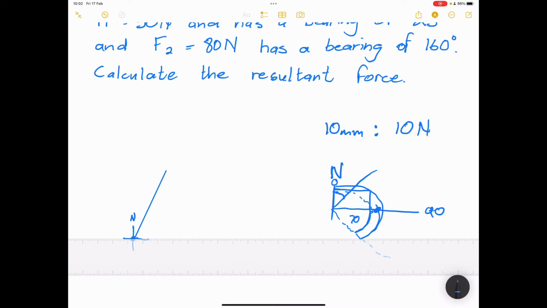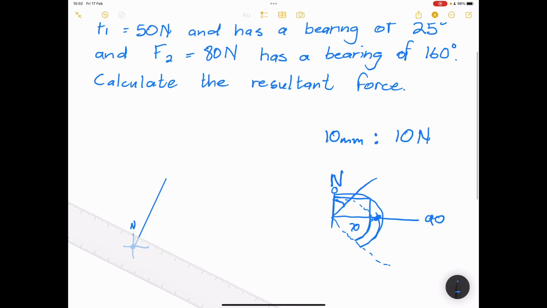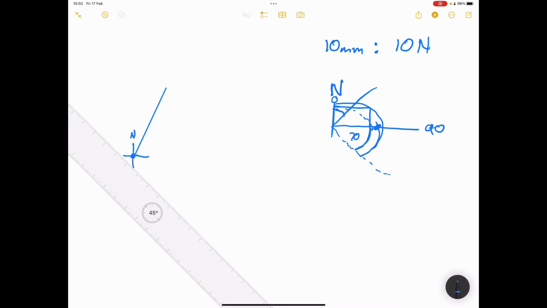I shouldn't have. Okay, so we are going to draw from our 0 line there. We are going to have an angle of, I just want us to have an angle of, we said 70 degrees. Right, so there it is there.